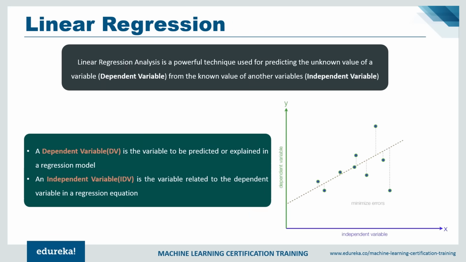So let's get started with linear regression. First of all, let's understand what exactly linear regression is. Linear regression analysis is a powerful technique used for estimating the unknown value of a variable, which is the dependent variable, from the known value of another variable, which is the independent variable. A dependent variable is the variable to be predicted or explained in a regression model, whereas an independent variable is a variable related to the dependent variable in a regression equation.